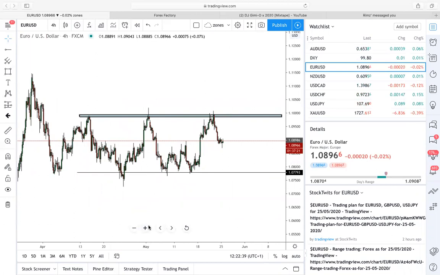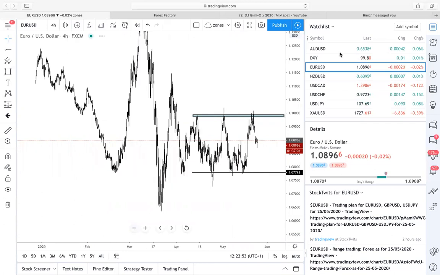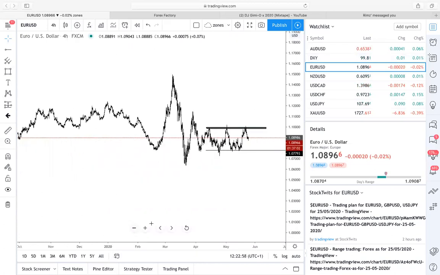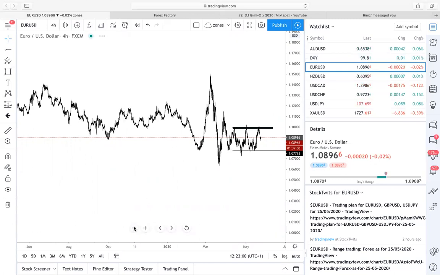But then you need to remember ideas of manipulation, distribution, accumulation, that sort of thing. So just remember that if it does break out, it's most likely going to be a fake out, and then it's going to continue ranging before dropping. Let's just have a look at it to see what it is doing. Yeah, so it is most likely going to drop.